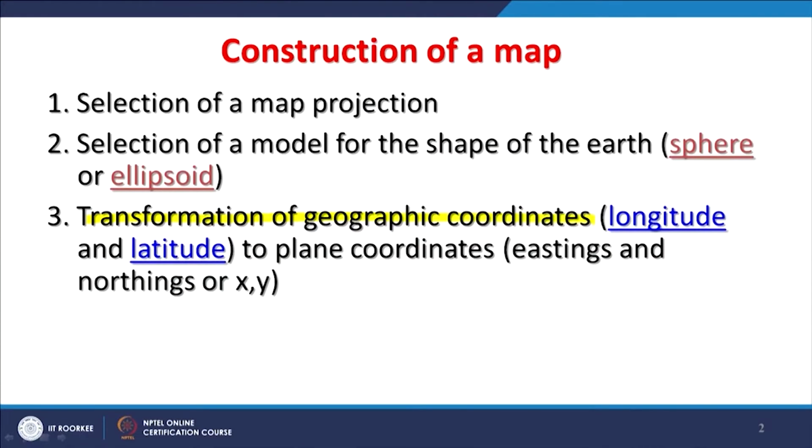Second thing is the transformation of geographic coordinates, that is latitude and longitude, to plane coordinates. In a UTM projection we use the easting and northing, or x and y, generally x and y. These eastings and northings are in meters, not in DMS or DD. So a lot of changes or transformations are required from one shape to another, from the curved surface of the earth to the flat surface, and therefore projections are very much required.